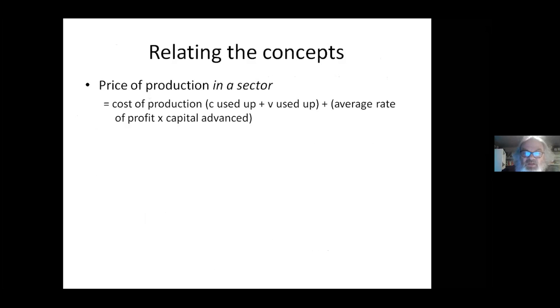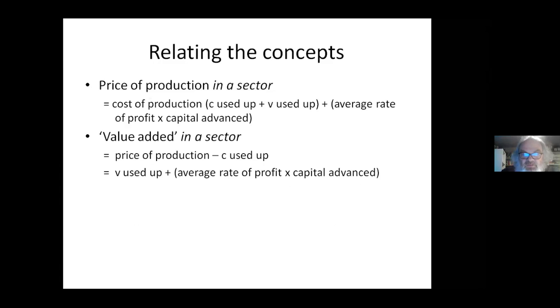So how do these concepts relate? The price of production in a sector is the cost of production, which is the used up constant capital and the variable capital, plus the average rate of profit times the capital advanced, not the capital used up, but the capital advanced. And the value added in a sector is the price of production less the constant capital used up. So we can reduce this then. What is value added is the variable capital which has been used up plus the average rate of profit times the capital advanced.